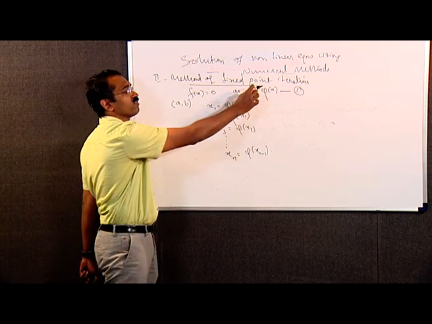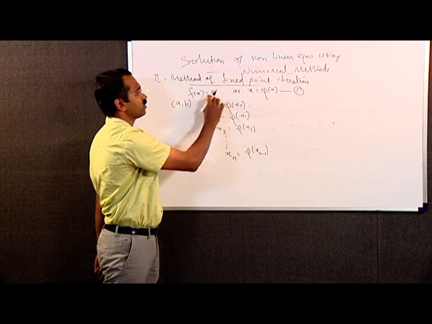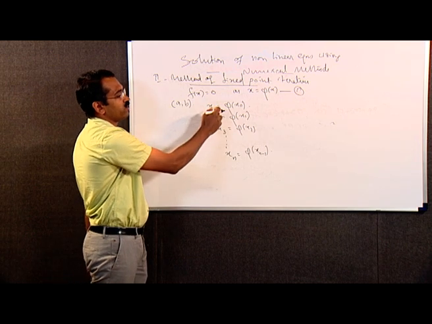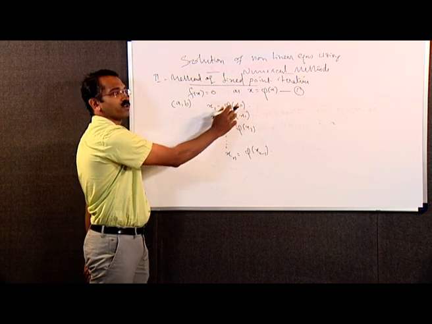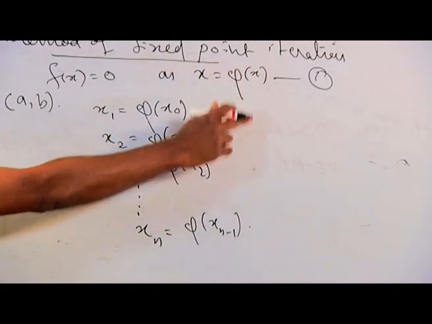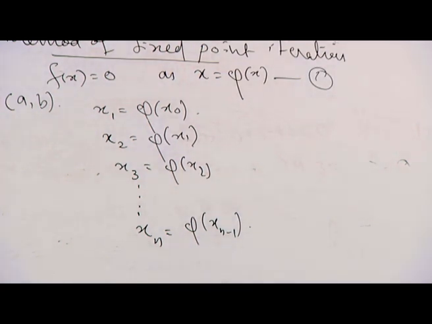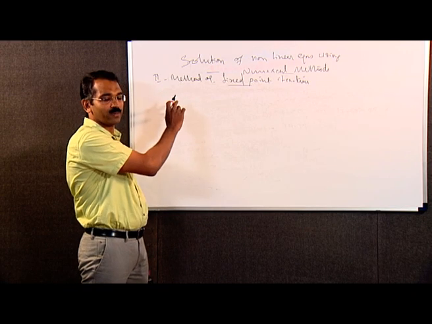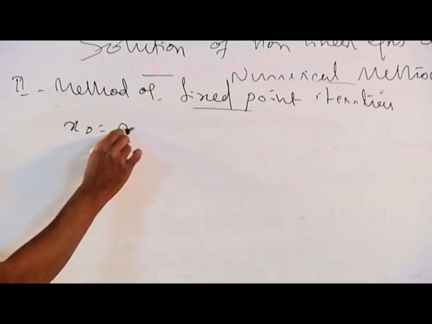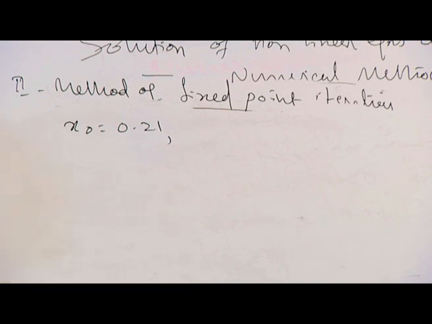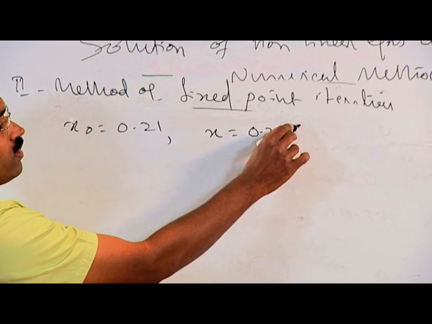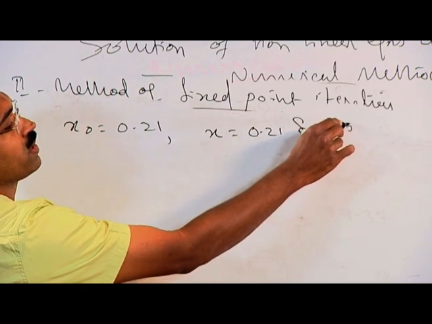We just put an approximate value of the root in the right hand side of this equation. We will get the better approximation as x1 equal to phi of x naught. Then we put this x1 in the right hand side of this equation and continue in this manner. Now we have to work out a problem. The problem is, starting with x naught equal to 0.21, solve the equation x equal to 0.21 sin(0.5 plus x).